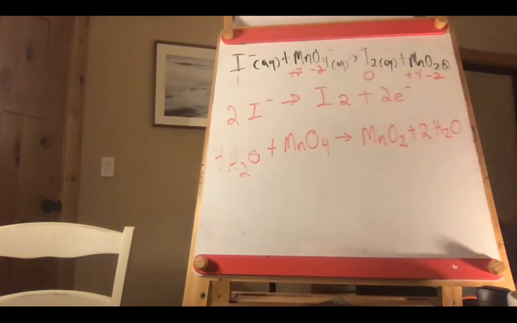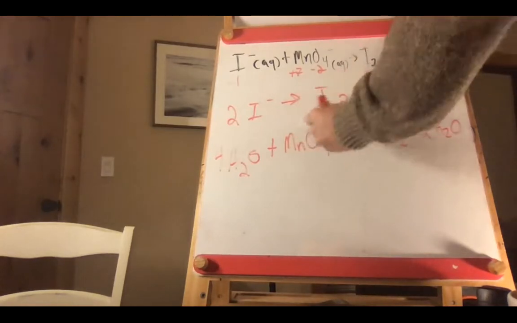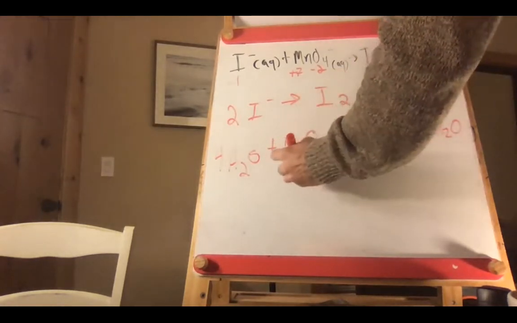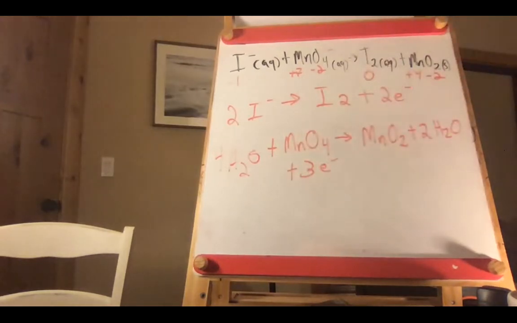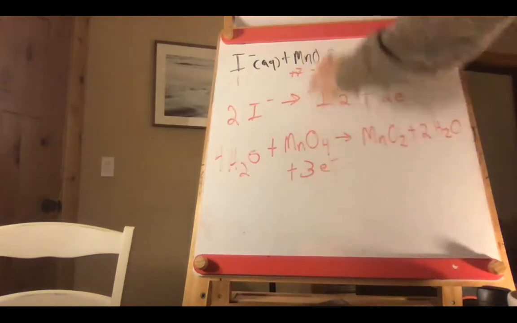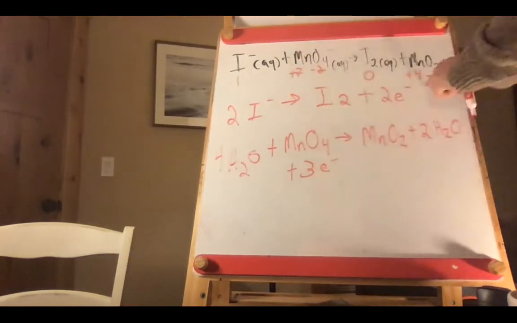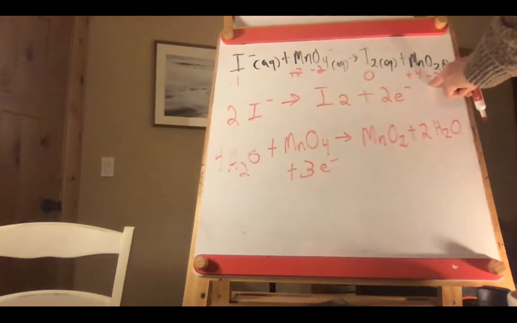Okay. And then similarly, we're going to need to add 3 electrons on this side to balance that out. Because remember, the difference up here is 5 and 2, right? So we add 3 down here to bring this charge down to balance out with the 2 oxidation state here. All right.